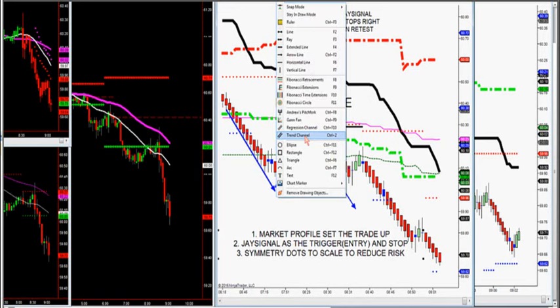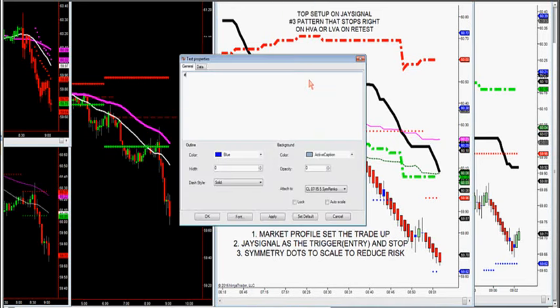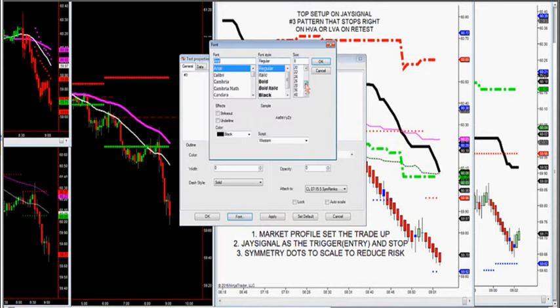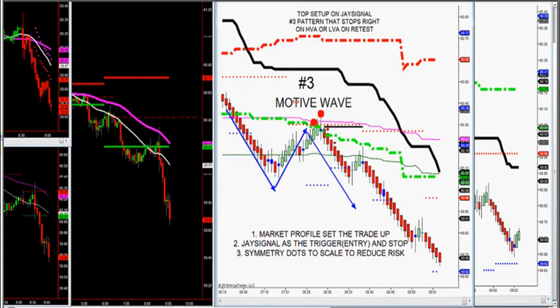Remember, we only have one setup on J-Signal. That is a number 3 pattern, called a number 3 trade. But there are 2 wave patterns with the number 3 trade: a motive wave and a corrective wave. The motive wave will be with the 5-minute trend. So your best setup in the trade room, according to J-Signal, will be a motive wave with the 5-minute trend, called a number 3 pattern.